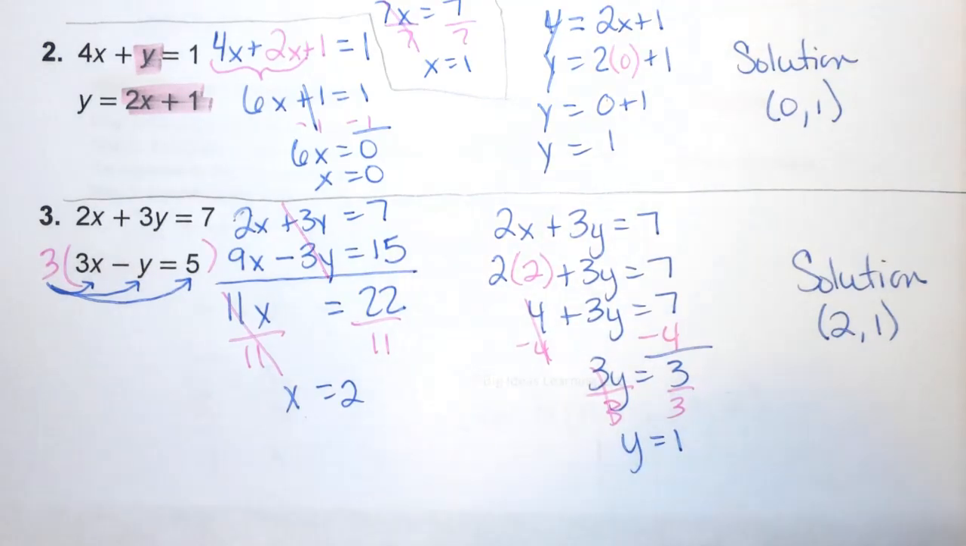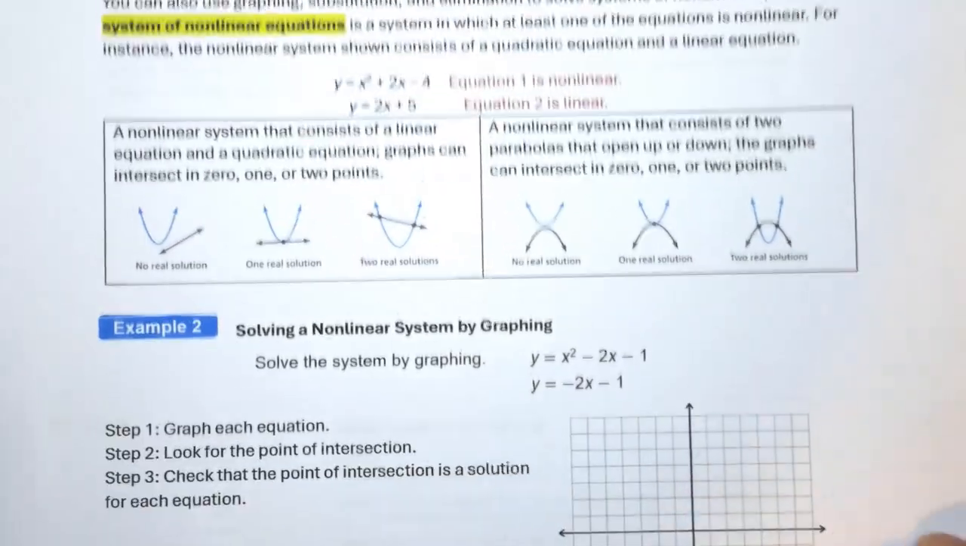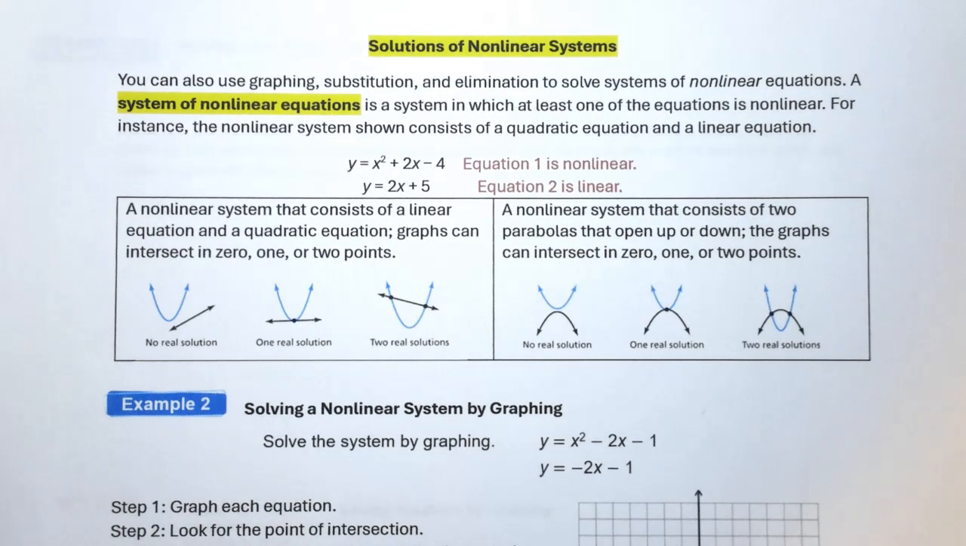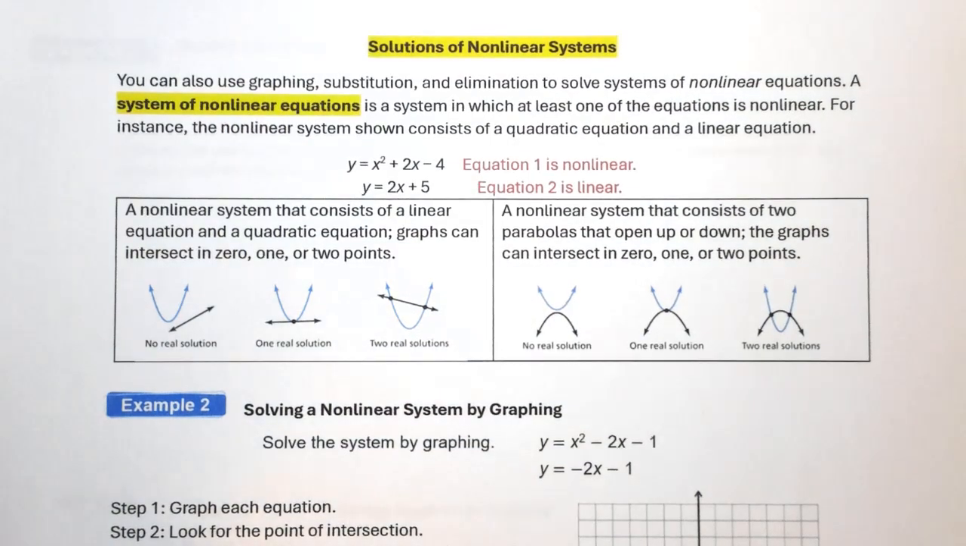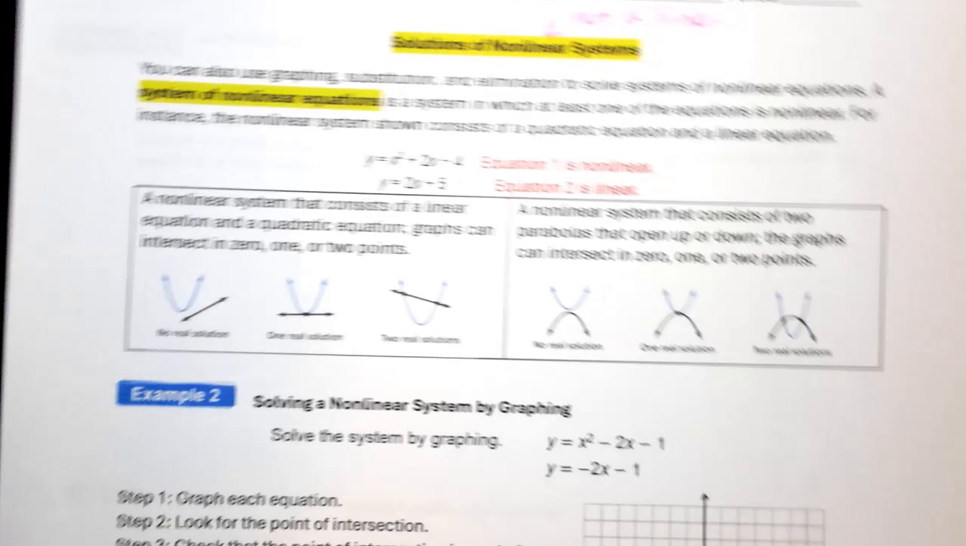All right, we are going to move on to example 2. So now we're on to nonlinear. So what's a nonlinear? Not a straight line. All right, so it's not a line. Maybe we should make that a straight line. Let's do that.